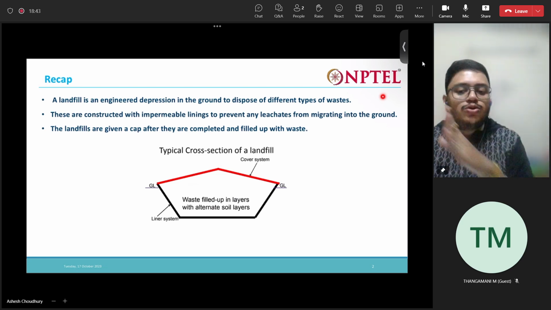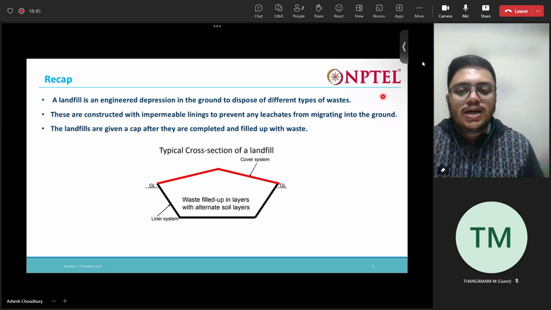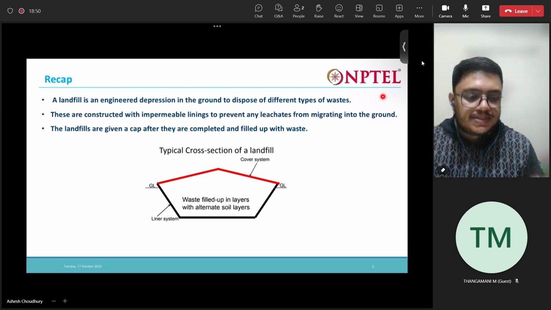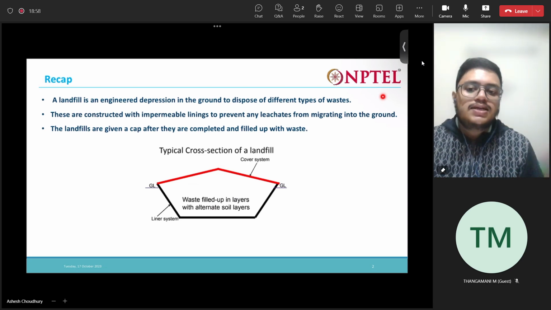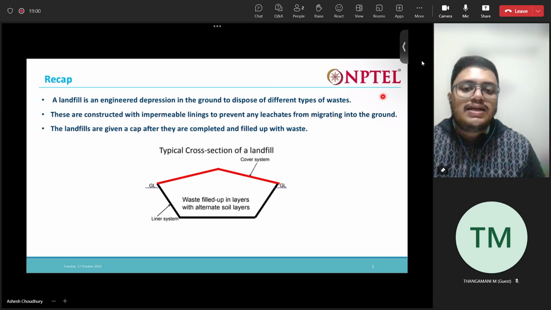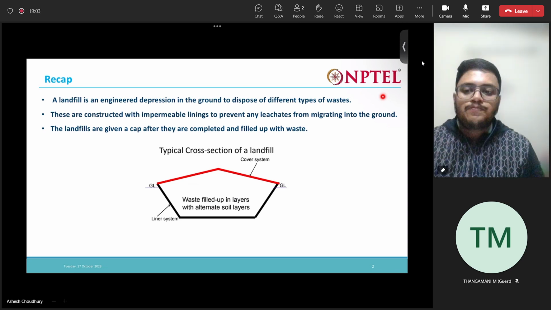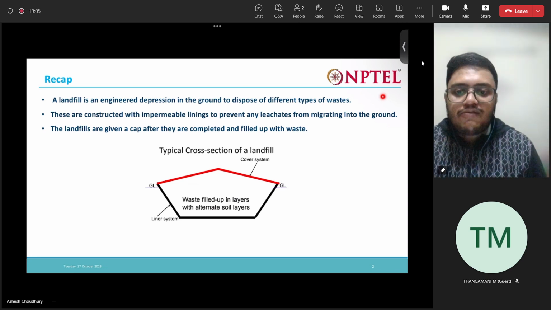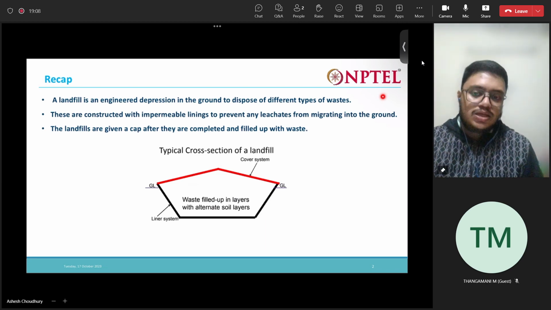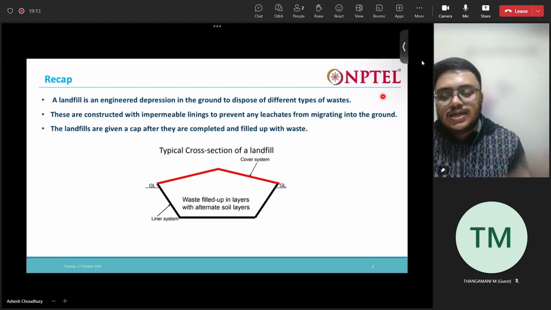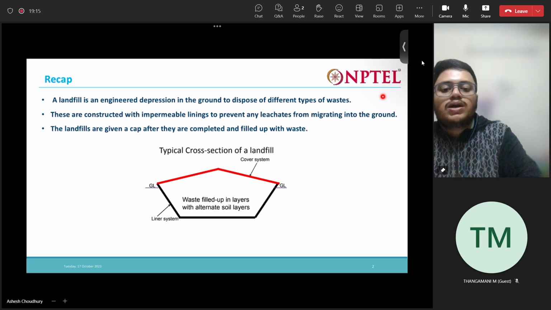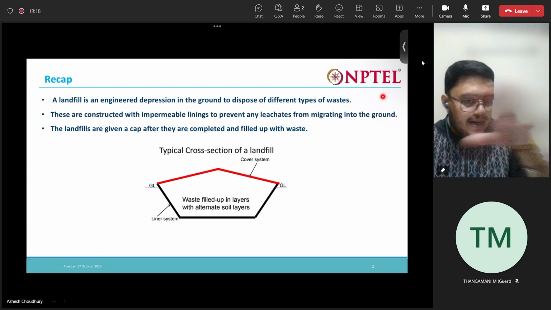To prevent that, we need to provide a barrier. This liner system is nothing but a barrier system which prevents the harmful substances generated from the waste from getting into the ground. The liner systems are constructed with impermeable linings to prevent any leachate from migrating to the ground. As I said, the landfills are given a cap after they are completed and filled up with the waste. Generally there is a specified amount: in a landfill, you can fill only this much amount of waste in that particular landfill.